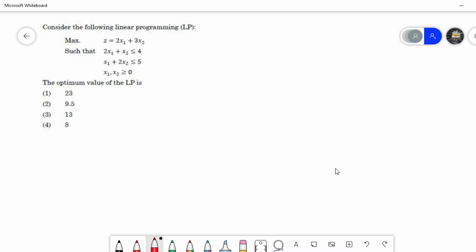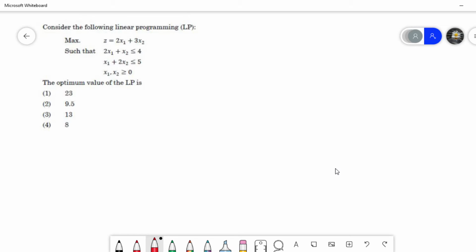So in this problem, first we should identify whether the given objective function is maximum or minimum. So this is the maximum function. Then we check the constraints. So the first constraint is 2x1 plus x2 less than or equal to 4, x1 plus 2x2 less than or equal to 5, x1 comma x2 greater than or equal to 0. So we can solve this sum using the simplex method or the graphical method. In this video I am going to use the simplex method.